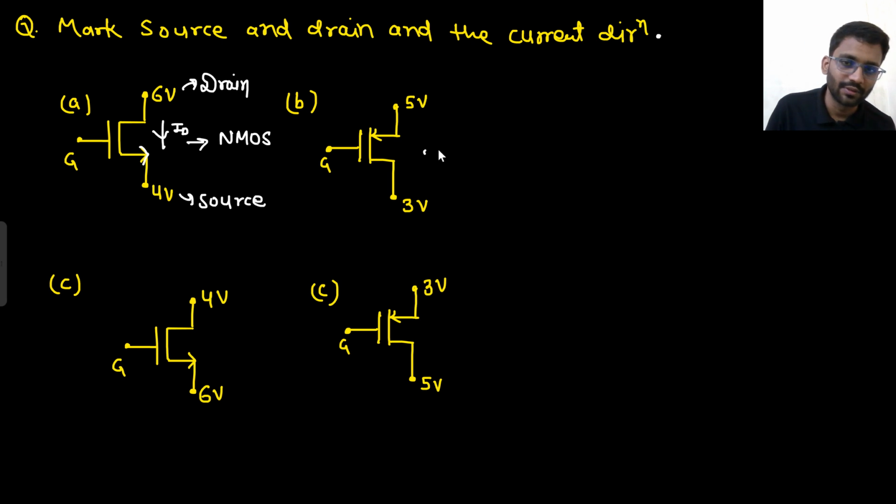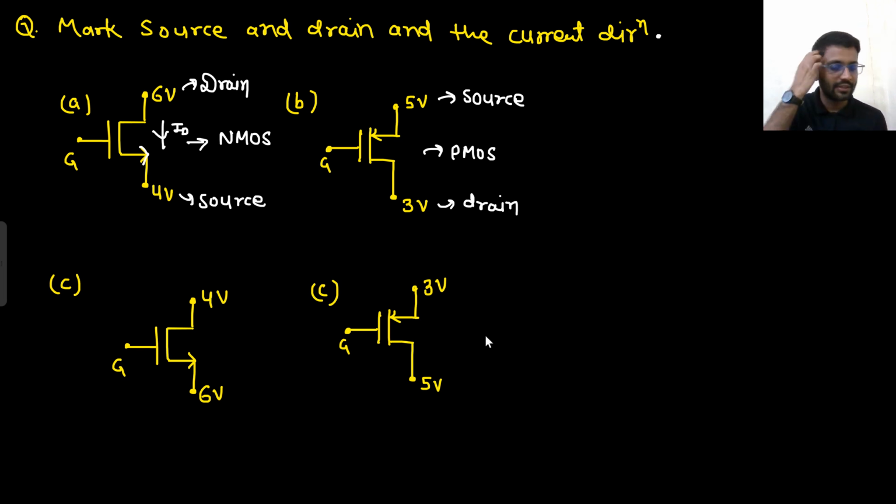If you see this structure, you will see that arrow is inward. That means this is PMOS. Now in PMOS, I know one thing. The one which is at higher potential is source. That means this will be source and this will be drain. What is the other thing I know? The other thing I know is that in case of PMOS, the current always flows from source to drain. So this will be the direction of ID.